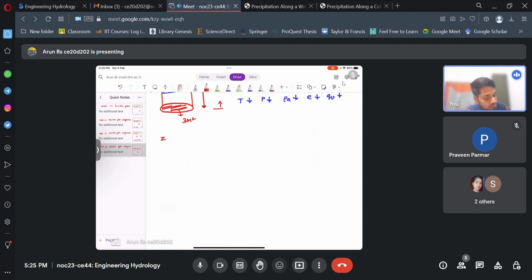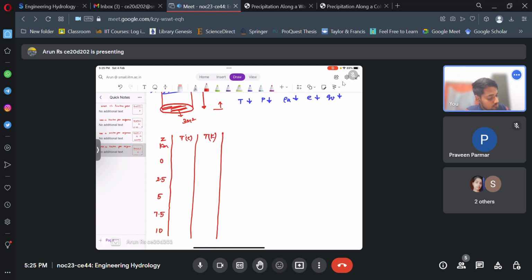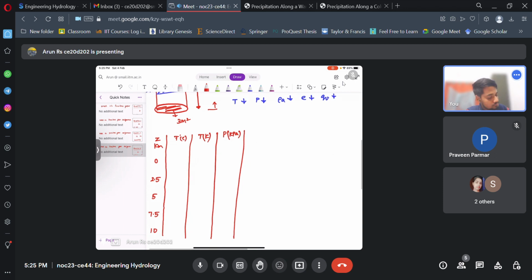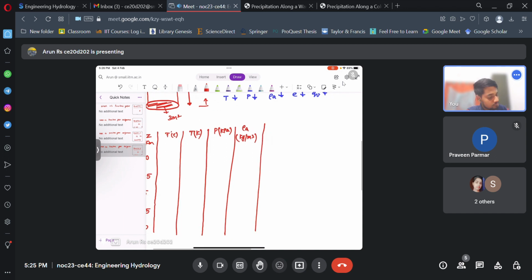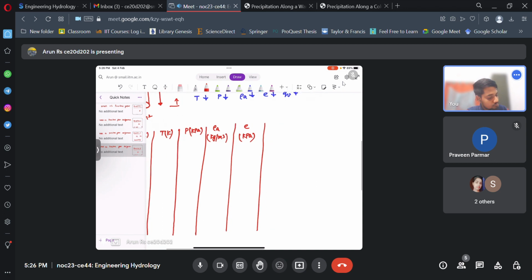So this is Z in kilometers. And I am going to find out temperature in degrees centigrade, temperature in Kelvin, then pressure in kilopascals, density of air in kg per meter cube, your vapor pressure in kilopascals, and your specific humidity, which will come in 10 power minus 3 terms.